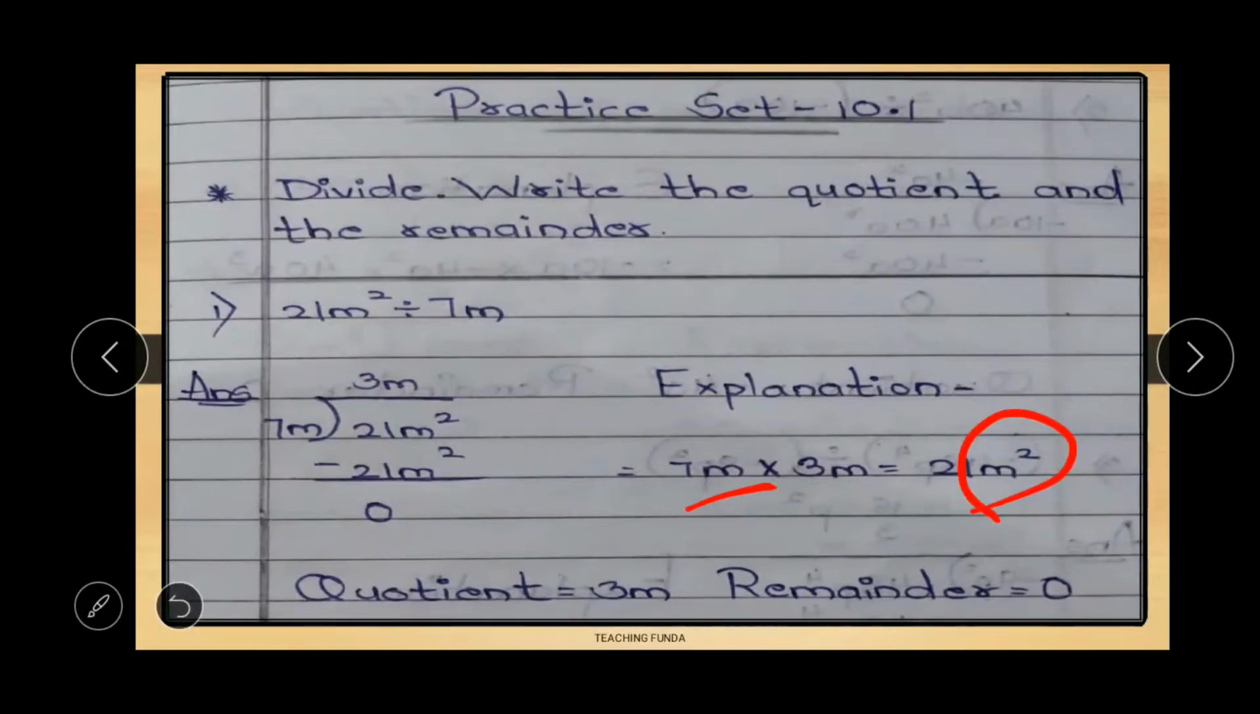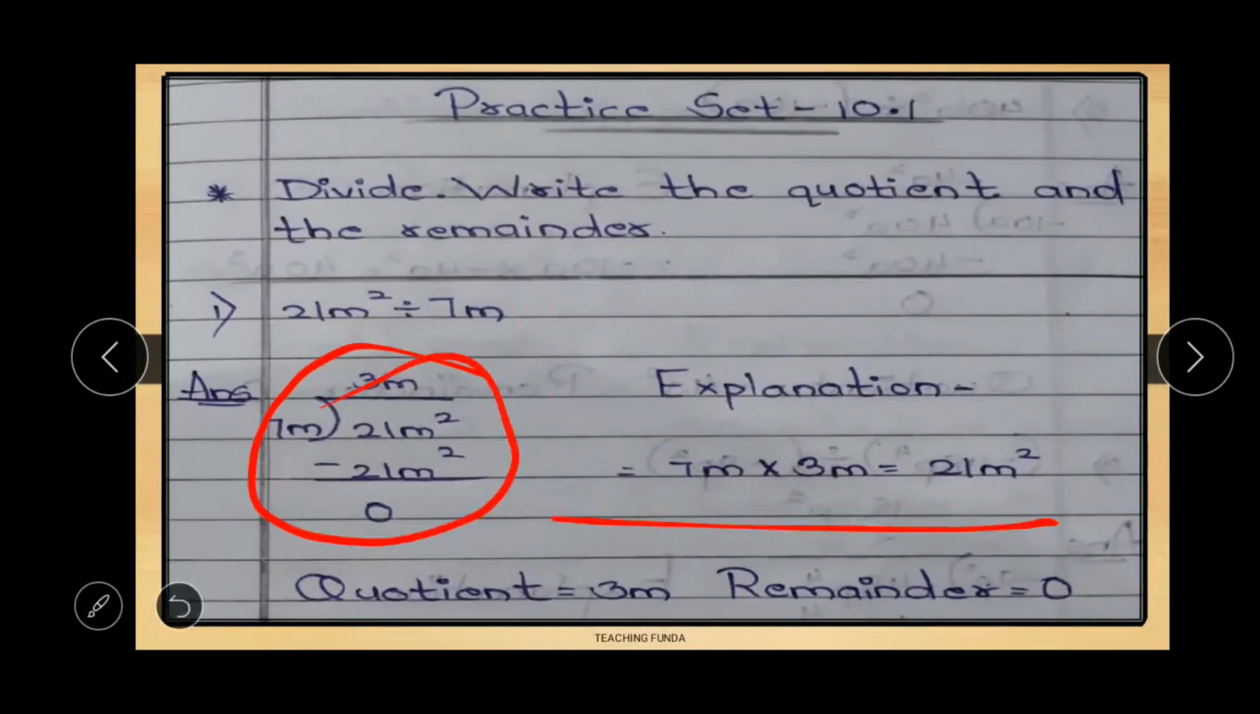So after 3 we have to add one more m. So m plus m makes m square. So 7m into 3m is equal to 21m square. Same is given in the vertical form and this is in the horizontal form. If you do both the methods, well and good. Now here I'll tell you in vertical form.